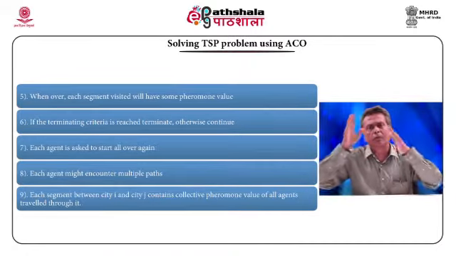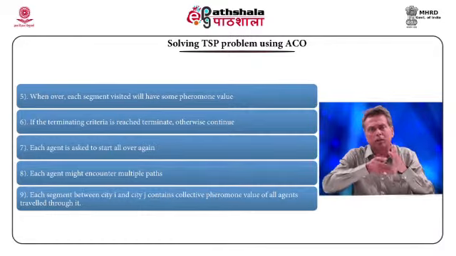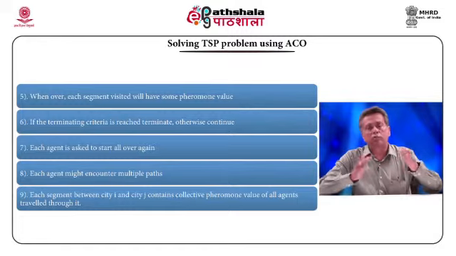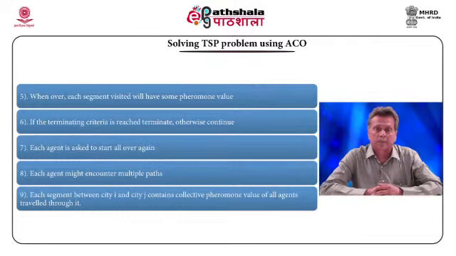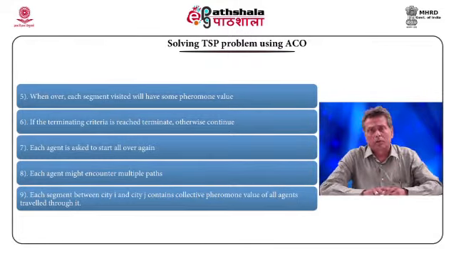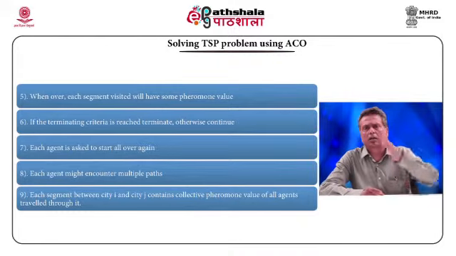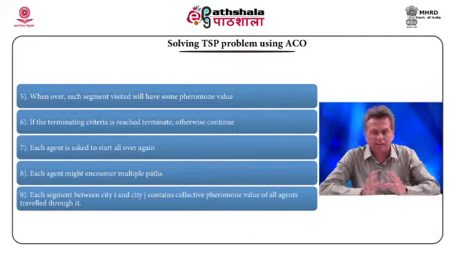It will happen a few times, and you will find that almost all agents start following one path, and that path is obviously the shortest path. The same way, like we have seen. So, you use multiple agents, but eventually it will converge to a single path, which is the best path.